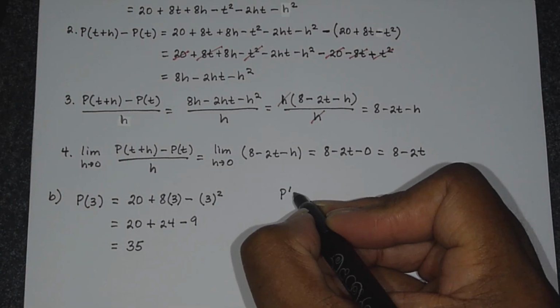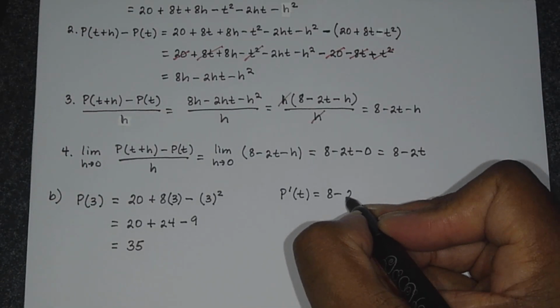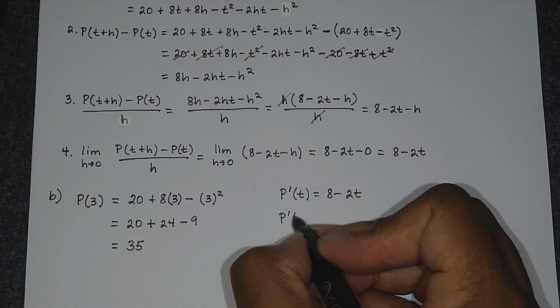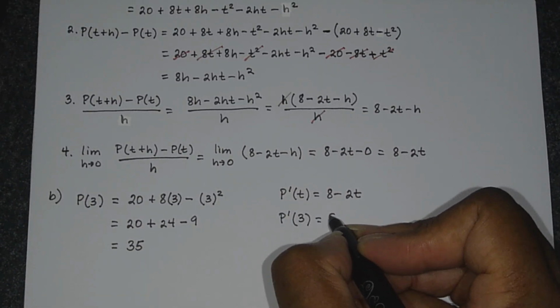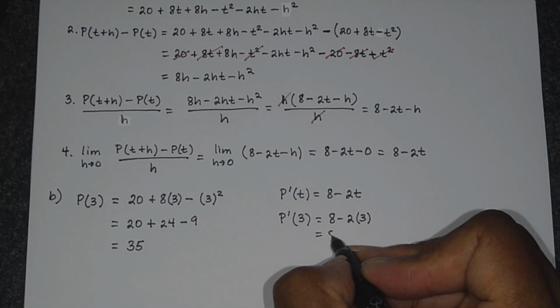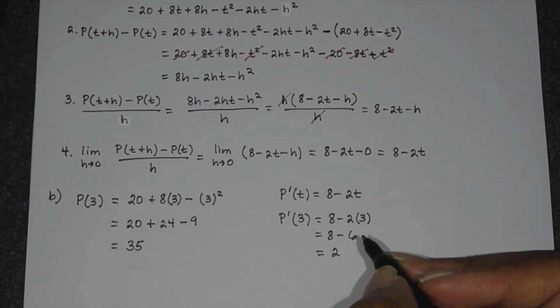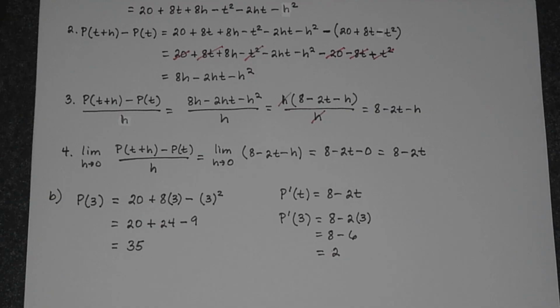Now P prime of 3, well, let me write down what P prime of t is. That's 8 minus 2t. So P prime at 3, all you do there is just substitute the t with 3. So 8 minus 2 times 3 is 6, what's 8 minus 6? 2. So the value of that first derivative when t is equal to 3 is going to be 2. Okay. Any questions about problem number 1, A and B?